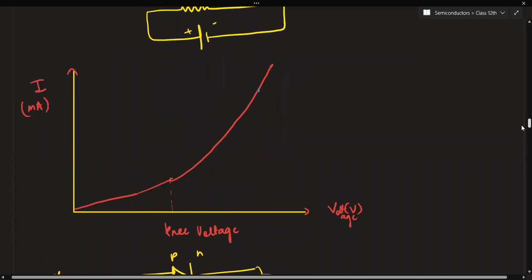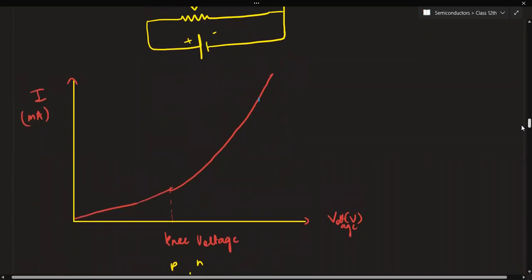You get a graph where there's a jerk present. Initially, it is linear. Look here, class. Initially, it is linear. And at this point, you see a jerk where it is non-linear. That jerk is known as knee voltage.